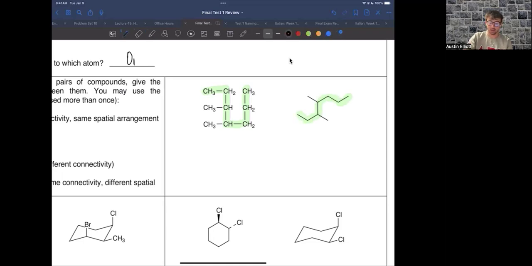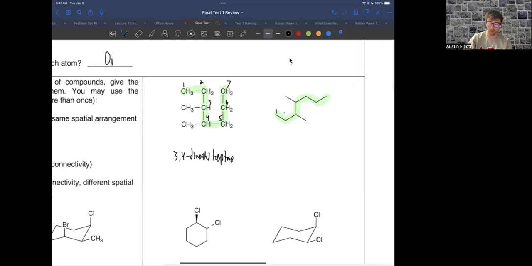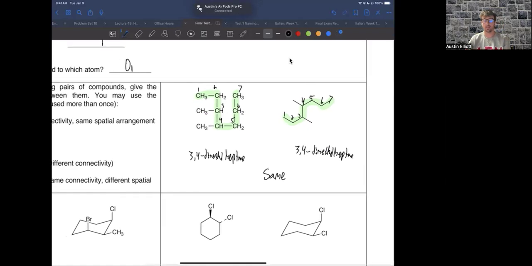So our longest parent chain is this heptane right here. And we have a 3,4, so it's going to be 3,4-dimethylheptane. And over here we have 1, 2, 3, 4, 5, 6, 7, 3,4-dimethylheptane. So these are the same because they do look a little different drawn out the way that they are, but they are the same based on their names.